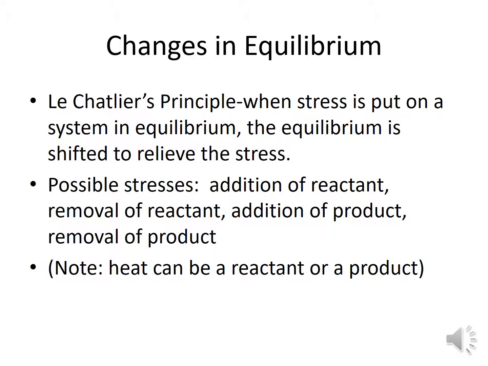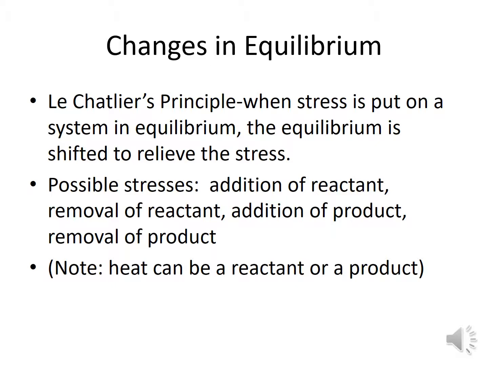So some possible stresses might be the addition of reactant. The addition of reactant should speed up the forward reaction, and so the stress is relieved by shifting to the right, making more product. Too much reactant to be at equilibrium means you need to turn some of that reactant into product. However, if you remove some reactant, you'll have too little reactant. And so you relieve the stress by shifting the equilibrium to the left to make more reactant.